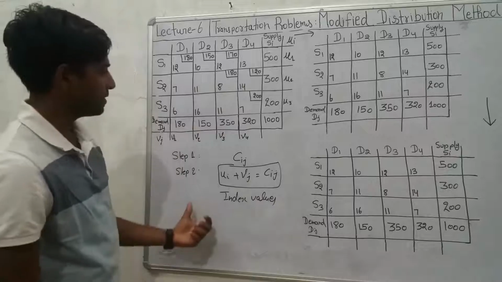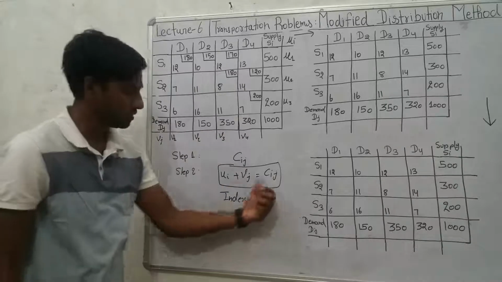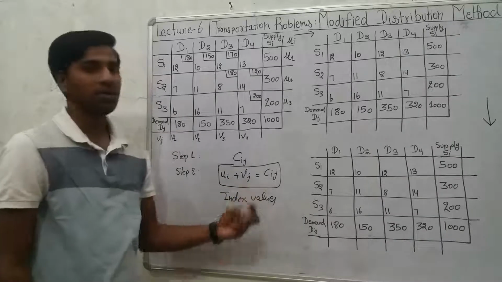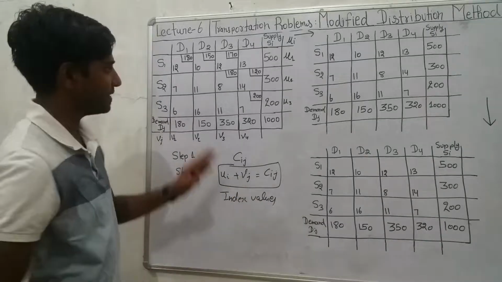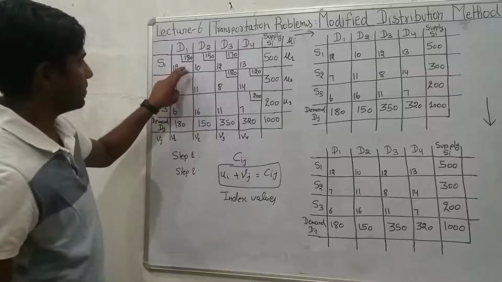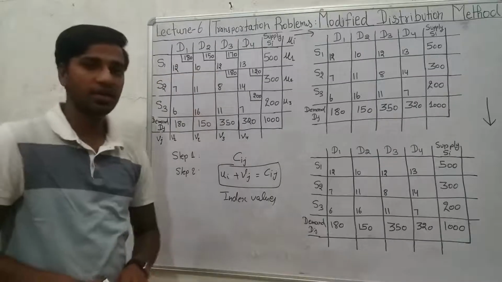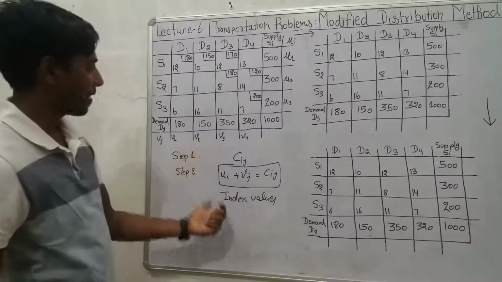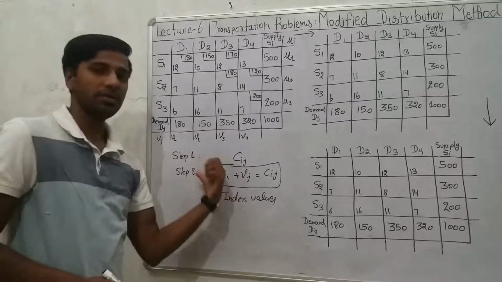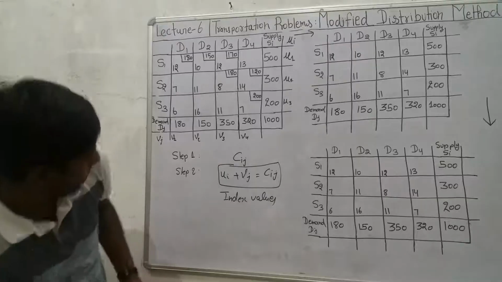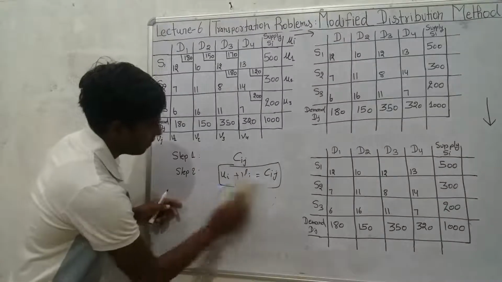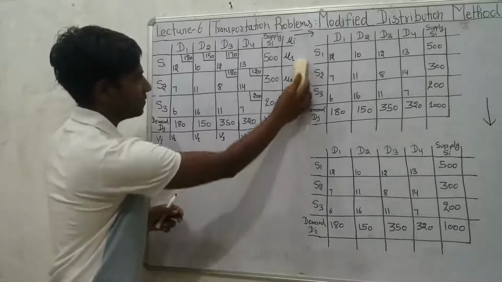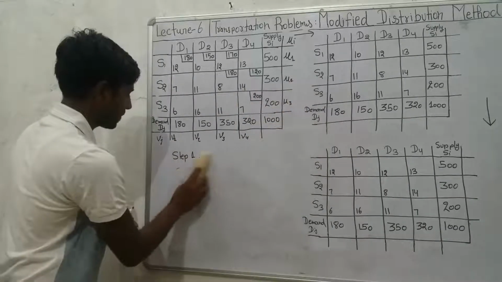To calculate these index values we are going to use this formula, and specifically it is applied only on occupied cells or the basic variables. It means on this cell, this cell, this cell, which are assigned some quantity. We apply this formula only on occupied cells. So in step 2, we need to calculate the values of V1, V2, V3, V4, U1, U2 and U3.